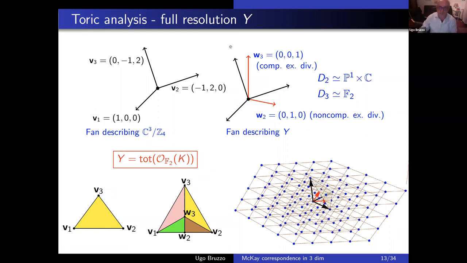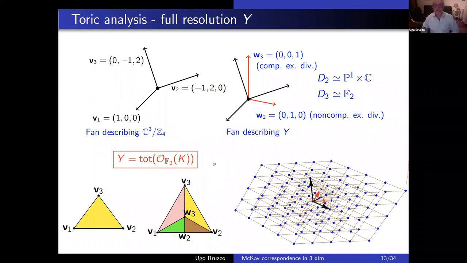And also, if you look at the new fan, there's a way to understand that the variety that you get is the total space of the canonical bundle of the second Hirzebruch surface. Because you start from the fan of the second Hirzebruch surface, you know what the canonical bundle is, and then there's a way to compute the fan corresponding to the total space of it, and you get exactly the same fan or an equivalent fan. In particular, with these choices, you get exactly the same fan.